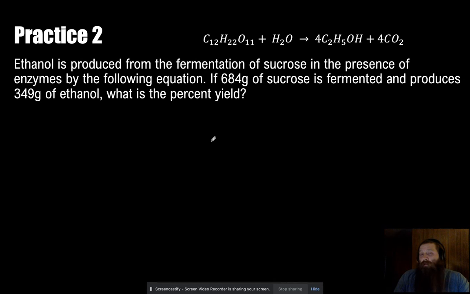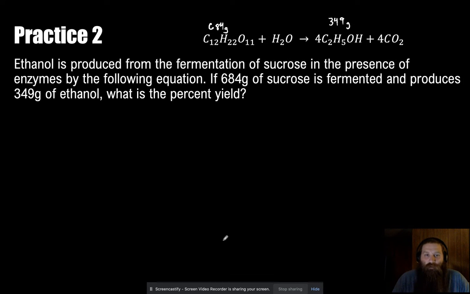Now, they don't tell you what the chemicals are up here in this equation. Hopefully, you can identify from reading that sucrose is a reactant, and this must be the ethanol because we know carbon dioxide, we know water. So that's important, right? We know that we have 684 grams of our sucrose, and we know that we're going to end up producing 349 grams of our ethanol.